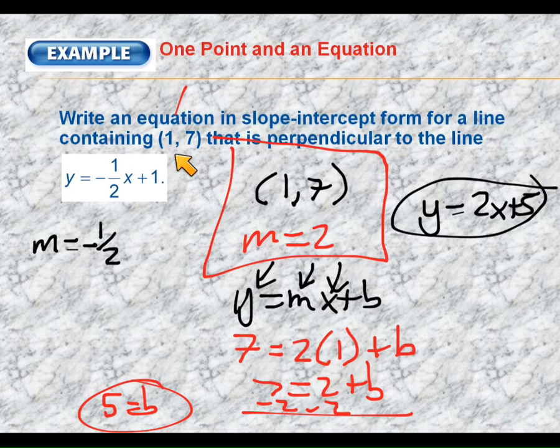So just remember, if I ask for a parallel line, you're going to use the same slope as the equation I give you. If it's a perpendicular line, you're going to use the opposite reciprocal slope of the line I give you. Okay? So that's a little bit of what we did last time. Still write the equation in slope-intercept form. You need a slope, you need a y-intercept every time.